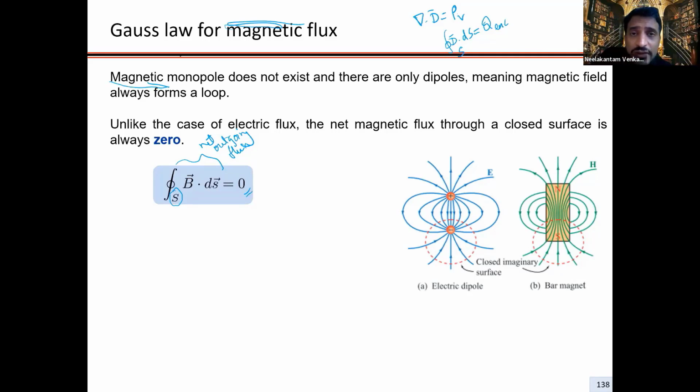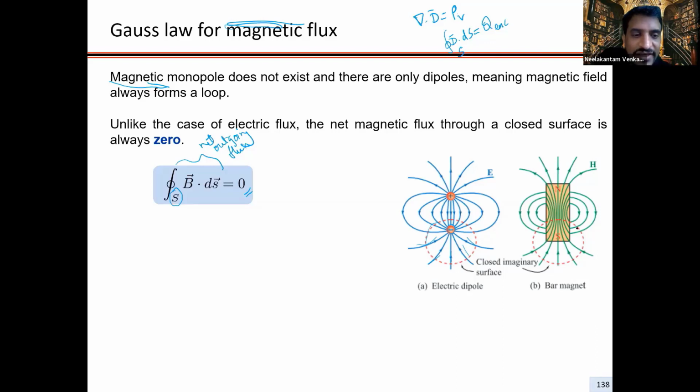The reason being, for magnetic sources, we don't have monopoles. We always have dipoles. It's only in the electric field that I can individually enclose one charge. I can say that it is enclosing a charge of, let's say, minus q here, because all the flux lines are going in.